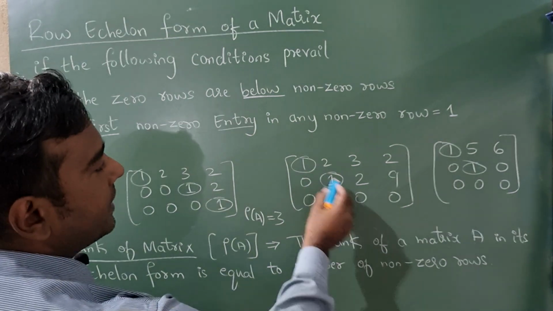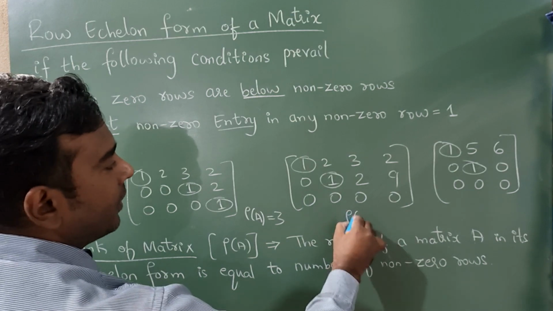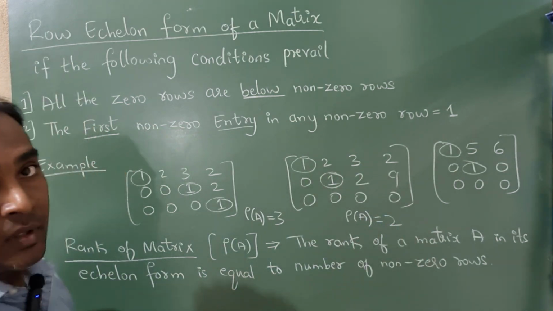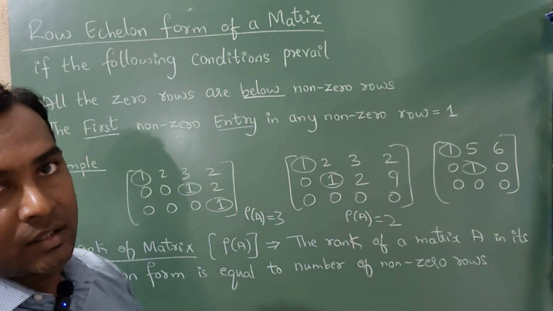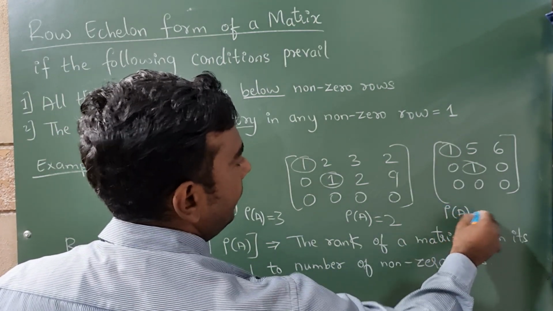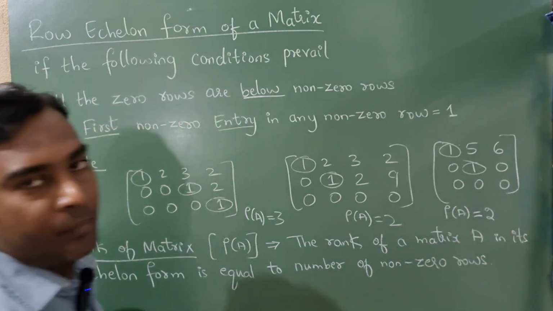If I talk about this, this is a non-zero row, this is a non-zero row, but this is 0. So the rank of the matrix will be 2, because in these 2 rows you have non-zero. The last row is 0. If I talk about this, these 2 are non-zero. This last one is 0.